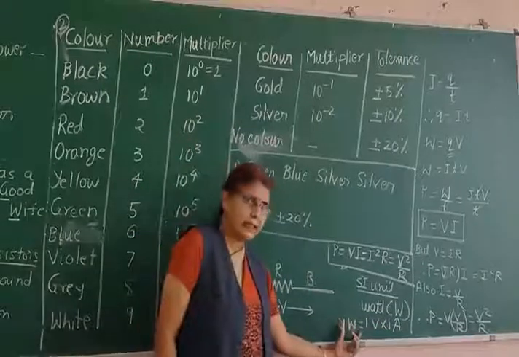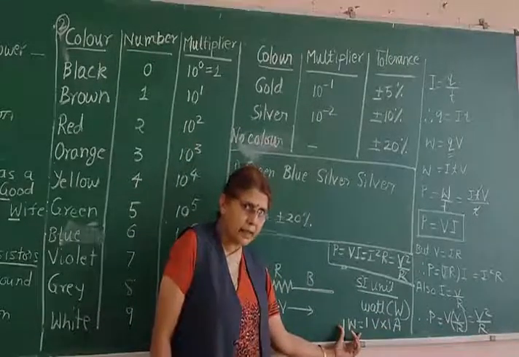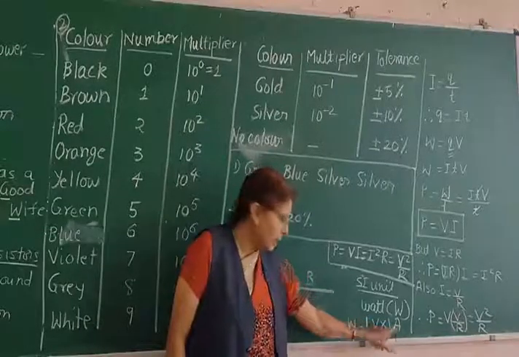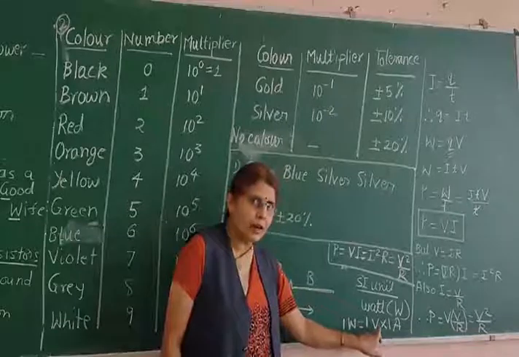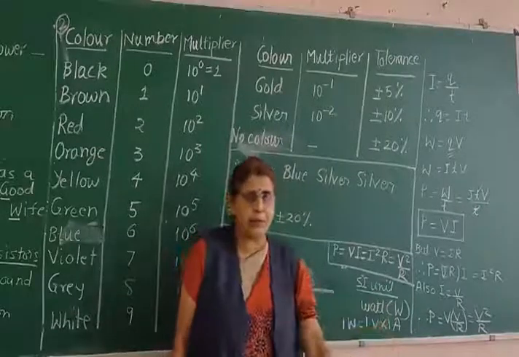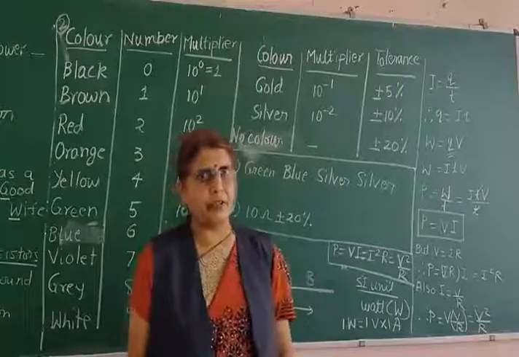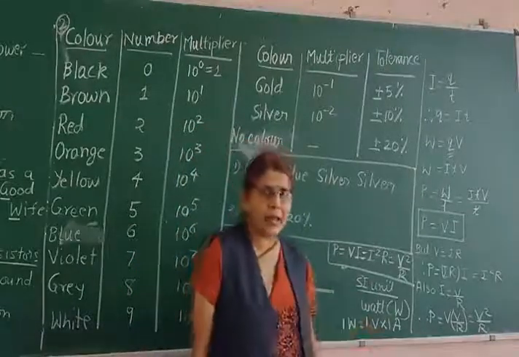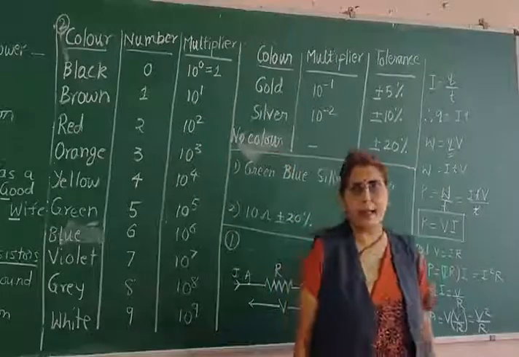The power in a circuit is said to be 1 watt if 1 ampere of current flows through the circuit under a potential difference of 1 volt. So 1 ampere flows under a potential difference of 1 volt. What is the power? Power is equal to 1 watt. So watt is the SI unit of electrical power.